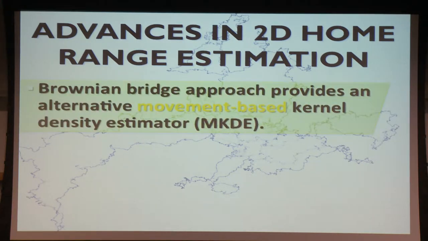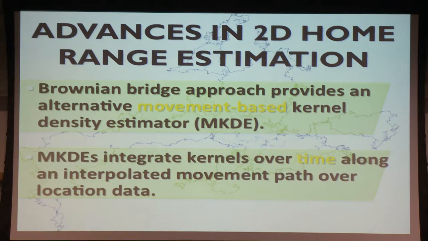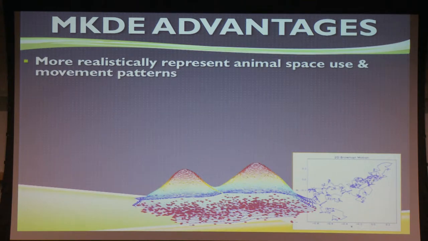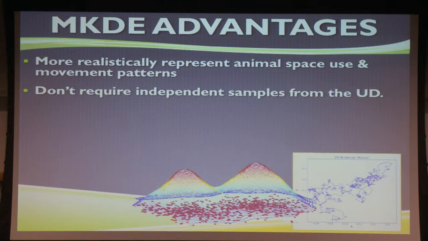Amongst these are the Brownian bridge approaches, which are great because they provide an alternative movement-based kernel density estimator, or MKDE. And MKDEs are great because they integrate the kernels over time along an interpolated movement path over the location data rather than using the actual points. And they've got a number of advantages. Because they incorporate time, they more realistically represent animal space use and movement patterns, and they don't require independent samples from the UD, and they can handle really large location data sets.